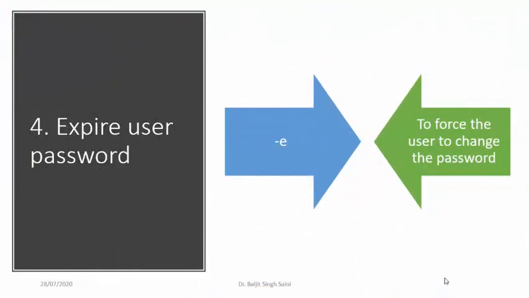The next option is to expire the user password. Now let us suppose that as an admin you doubt that the user has compromised his password. So you want him to change his password forcefully. Even if you are giving him the warning, he is not changing it. Now you want that whenever he logs in the next time, he is prompted to change the password by the system, right? So the option is -E.